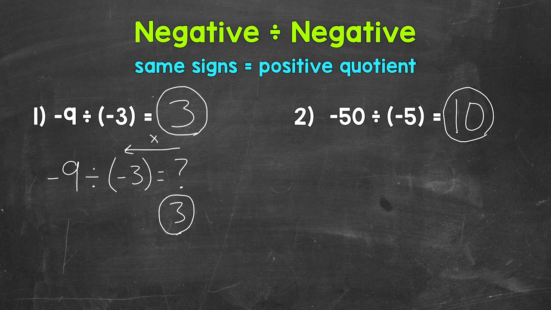Now we can think through this as dividing negative 50 into groups of negative 5. So how many groups of negative 5 are in negative 50? That's going to be our final answer of 10.